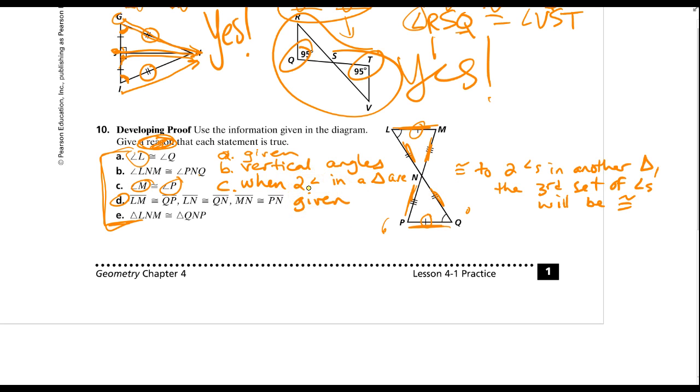So now, what reason do I have for saying that this entire triangle, LNM, is congruent to this entire other triangle, QNP? Well, we've got very simply the definition of congruent triangles. And what is the definition of congruent triangles? 3 congruent angles and 3 congruent sides.